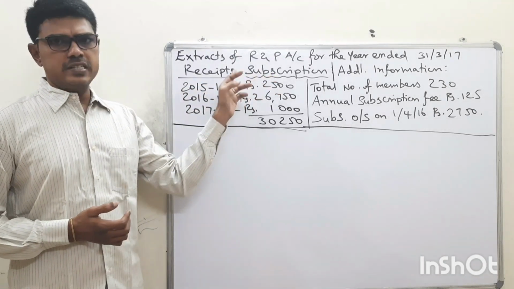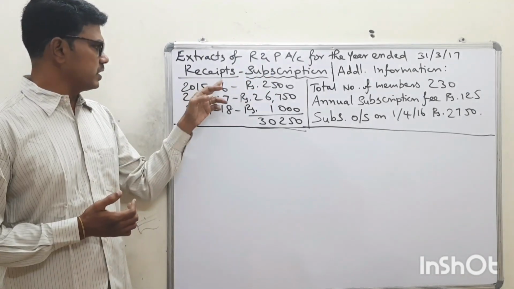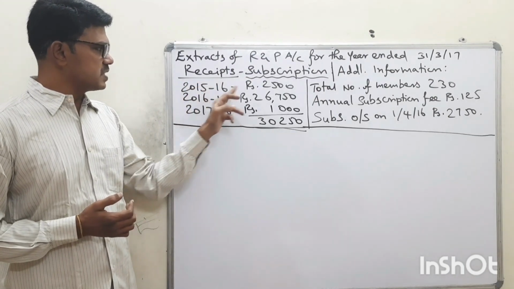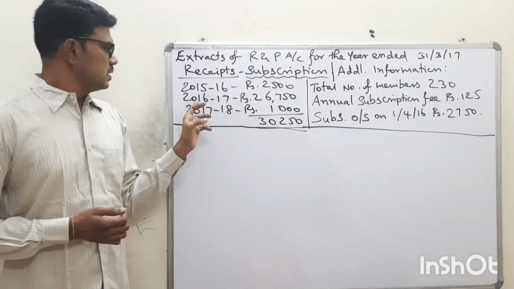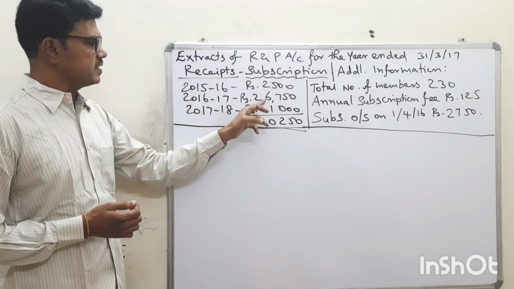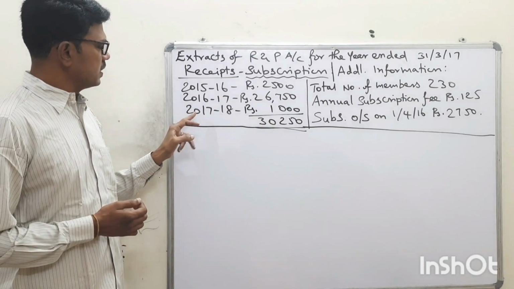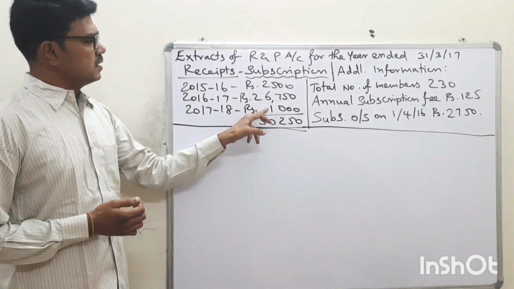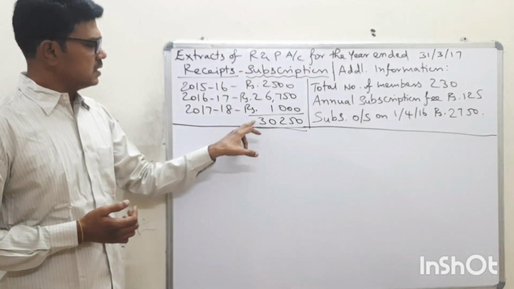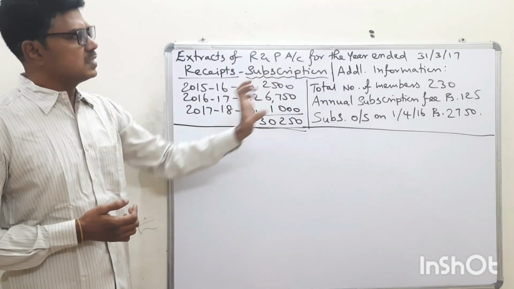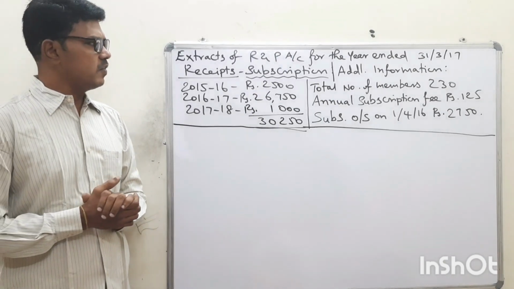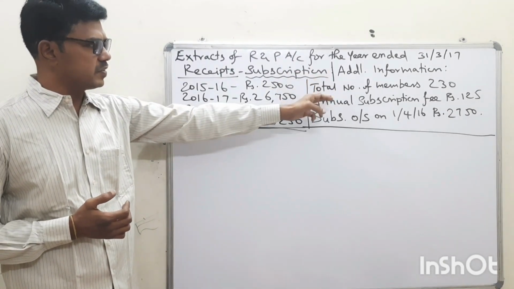Receipts in the form of subscription: received during the year, 2000, subscription received during the year 2015-16, 2500; subscription received during the year 16-17, 26,750; and in the year 17-18, subscription received is 1000 rupees. The total amount of subscription received during the year 16-17 is 30,250. Apart from this, they have given some additional information.